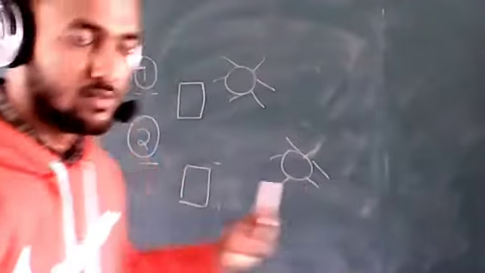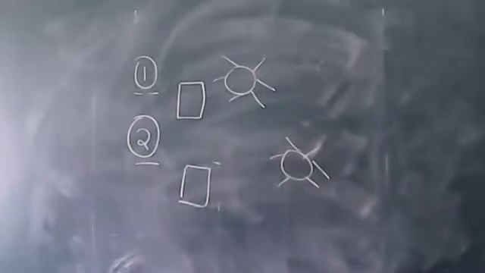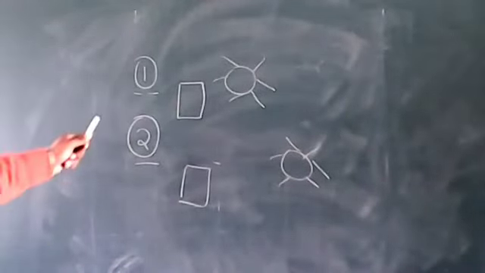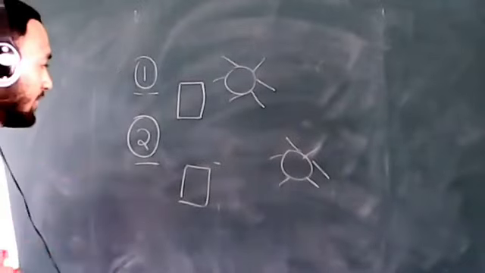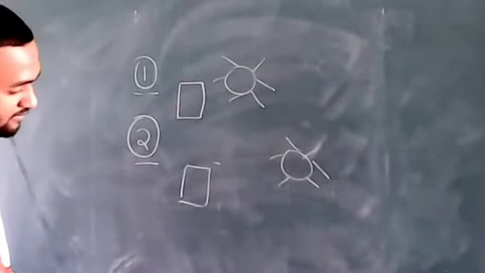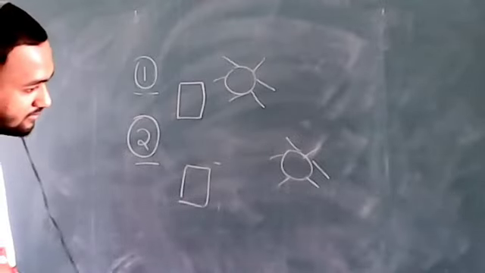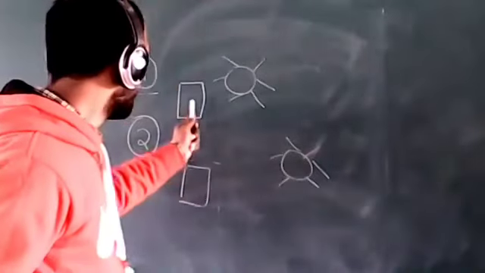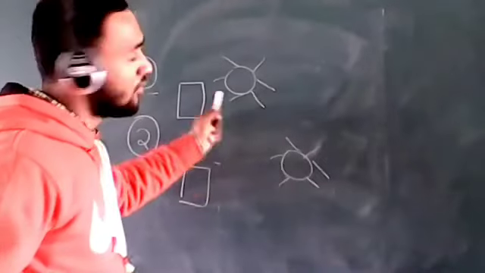Okay, Samriddhi Lamba. Hello. Good morning, sir. Good morning. In which case the length of the shadow will be big? In the first case. Why? Because it is close to the torch or the box. Okay, fine.